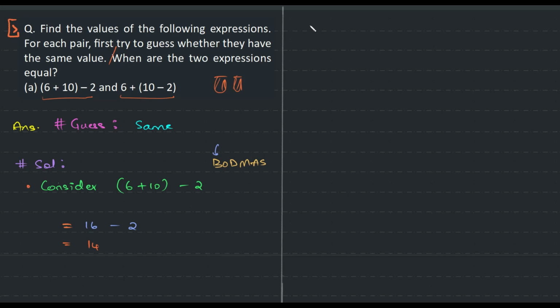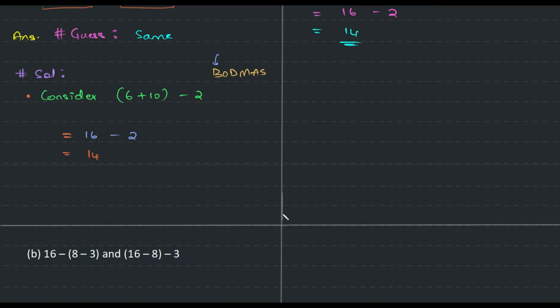Okay. Next, let's consider 6 plus 10 minus 2. Let's open the brackets. So this will be 6. Since we have plus, it's telling not to change anything. Just copy whatever is there. Just copy it. And so we have 16 minus 2. And then we have 14 as the answer. When are the two expressions equal? So they are equal as of now, right?